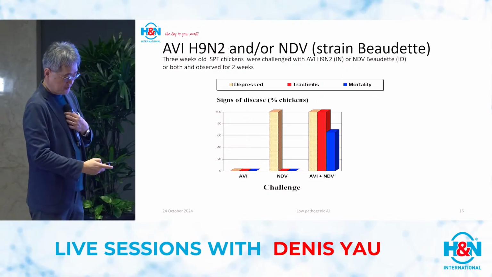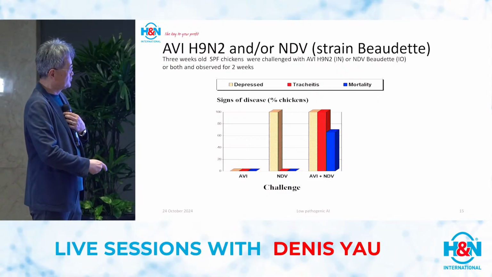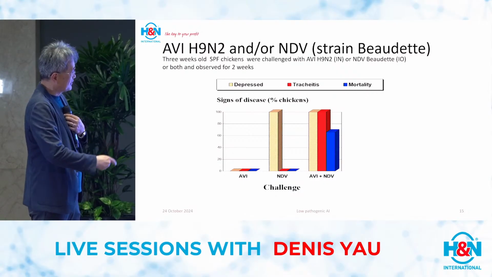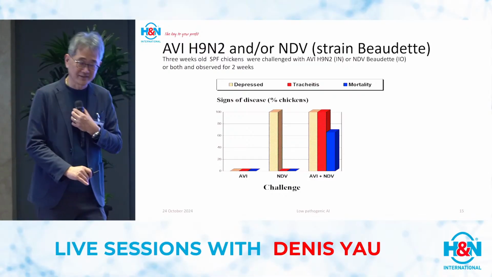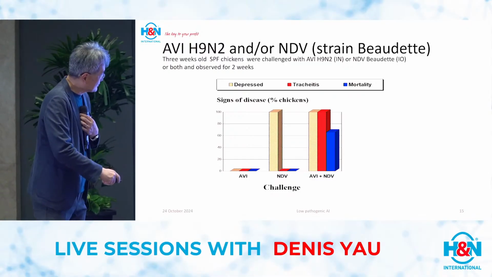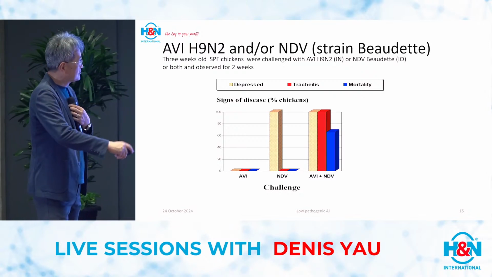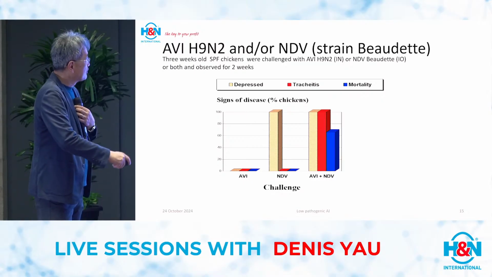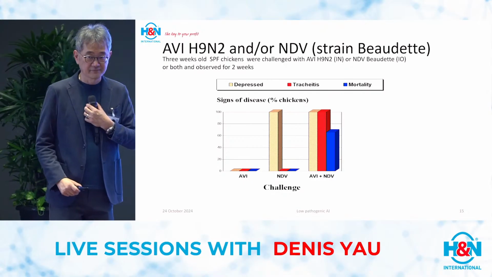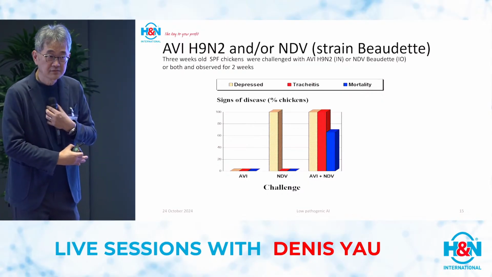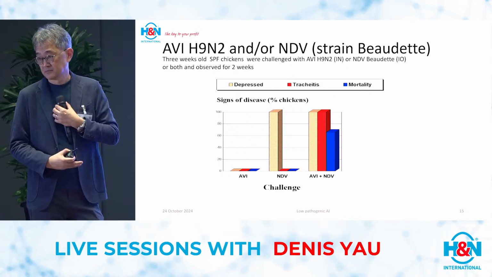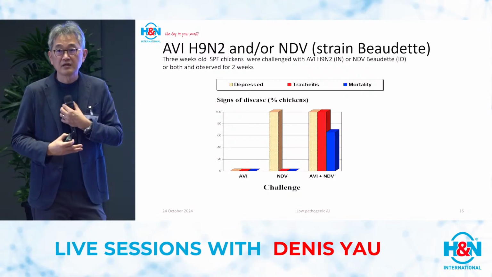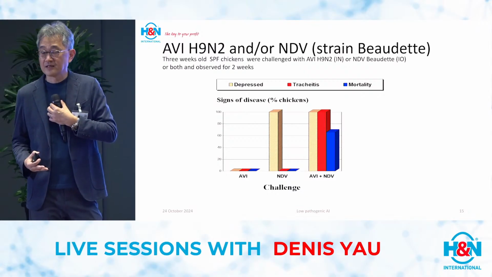So you see here, the H9N2 alone will not cause any problems. With this mesogenic type live is giving depression. The birds are not active, but we don't see any tracheitis or mortality. But when this mesogenic type ND plus H9N2, you see very high mortality, up to 60%. And in this case, you don't need genotype 7. It's only a mesogenic type plus a low pathogenic AI can do the work already.